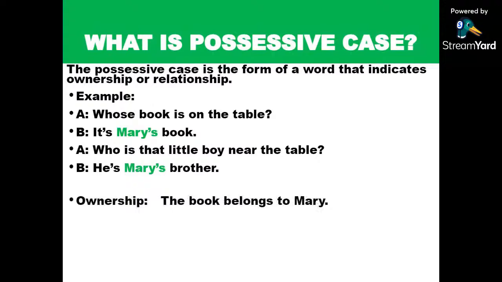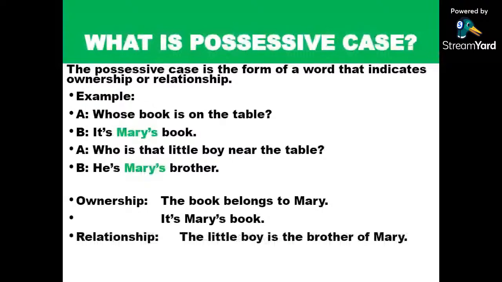Now, indicating ownership, you are saying the book belongs to Mary, which is putting it in a sentence with the possessive case. It is Mary's book. In this case, you are indicating ownership. Now, you can indicate relationship when you say the little boy is the brother of Mary. And then you use the possessive case when you say he is Mary's brother. So in Mary's book, ownership is indicated. In Mary's brother, relationship is indicated.